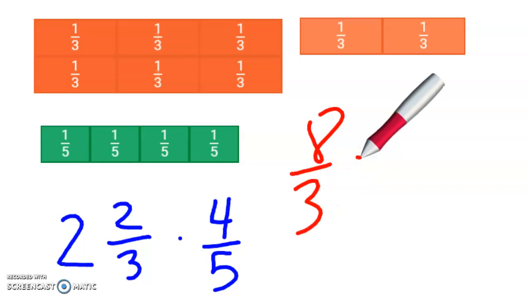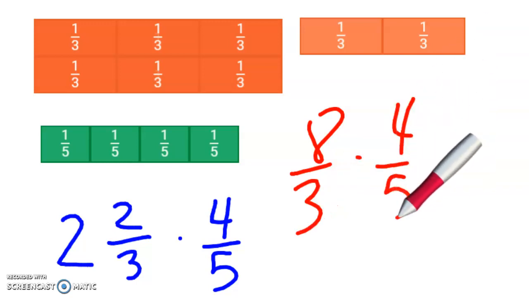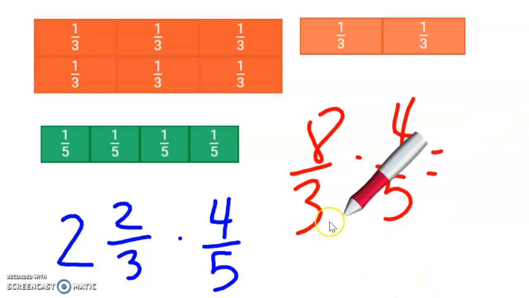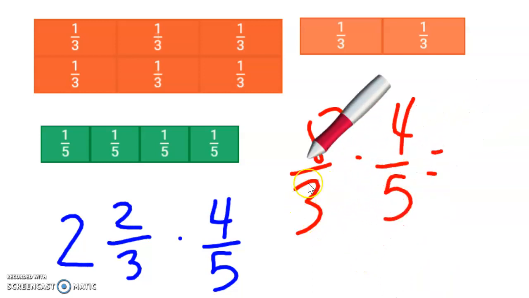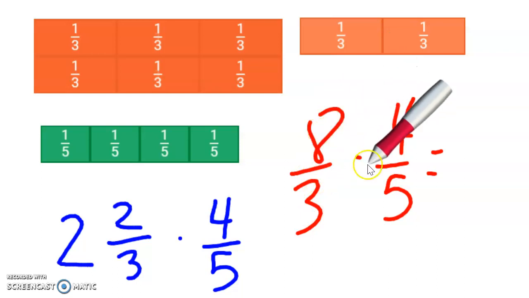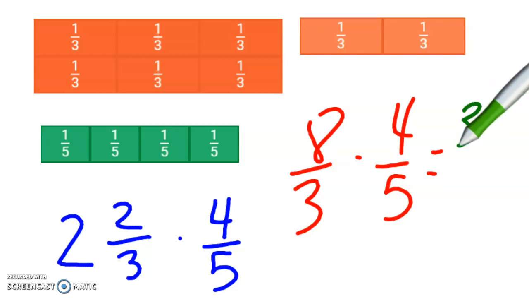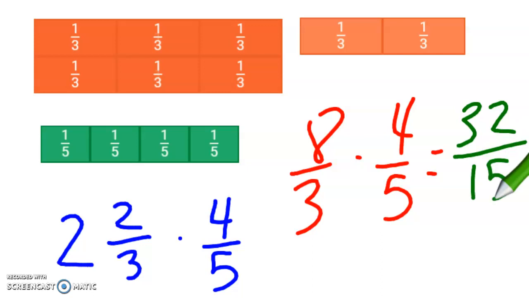I leave my 4/5 alone, and I always look to see if I can simplify first. When I look at the 4 and the 3, there's nothing that can go into both of those numbers, or in the 8 and the 3, or the 8 and the 5. There's nothing I can do. So now what I have to do is just multiply it out. And 8 times 4 is going to give me 32, and 3 times 5 is going to give me 15.